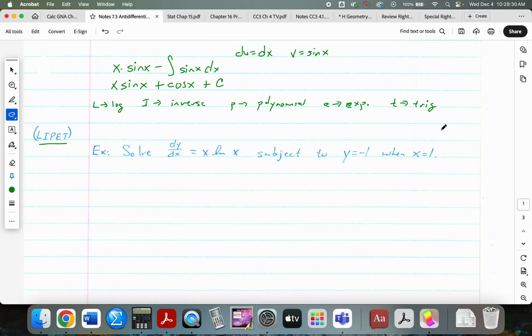So, for example, here, we want to solve dy dx is equal to x natural log of x, subject to y equals -1 when x equals 1. All right, so we know that y is going to be the integral of x natural log of x dx.